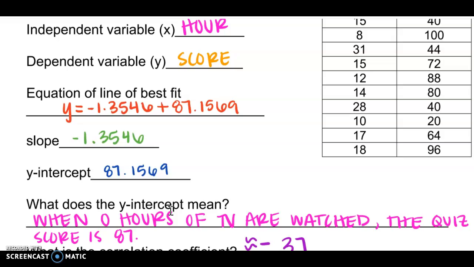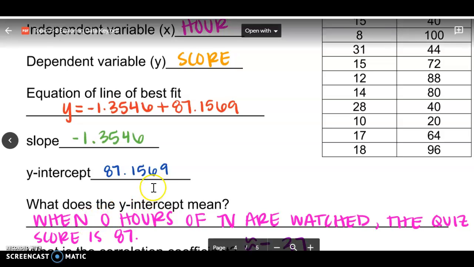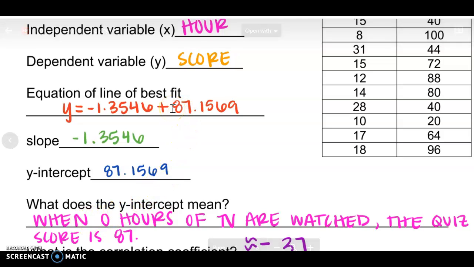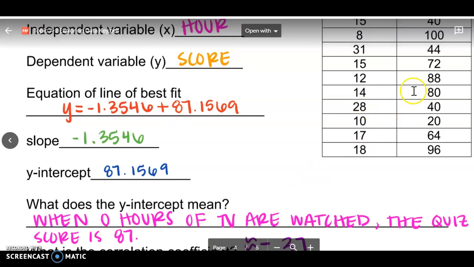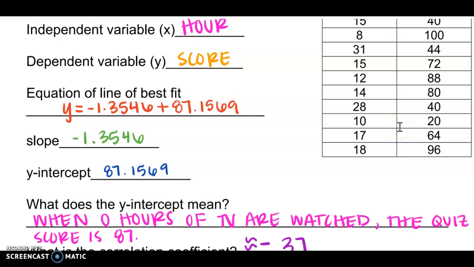What does the y-intercept mean? It means that at 0 hours of TV watched, the quiz score is 87. And you're going to put it in the context of the situation.